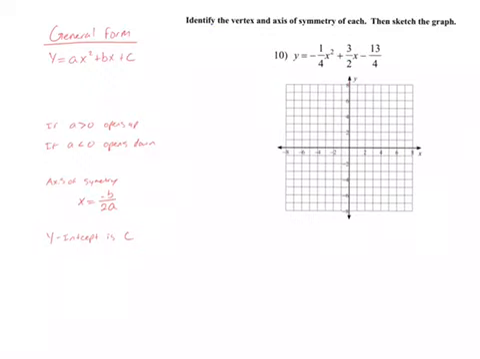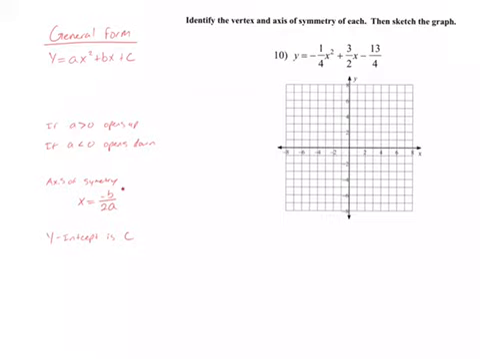Alright, now sometimes it's not in what we call vertex form, it's in general form. And general form is probably what you're going to see most of the time, where y is equal to ax squared plus bx plus c. Same idea here with the a, the number by the x squared. If a is positive, it's going to open up. If a is negative, it's going to open down.